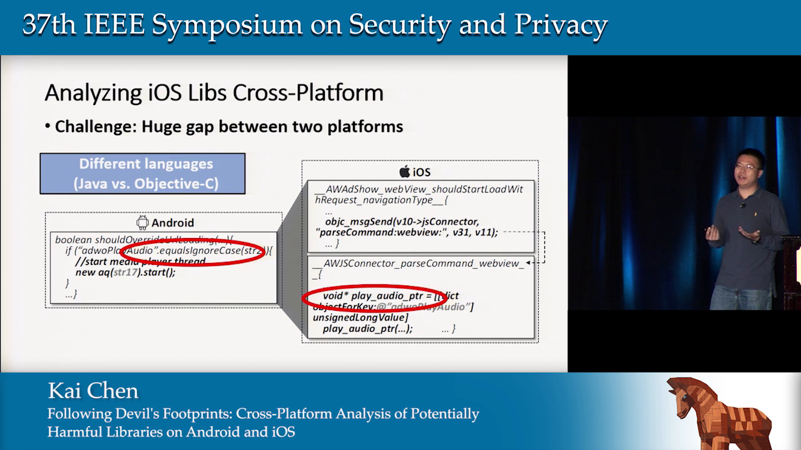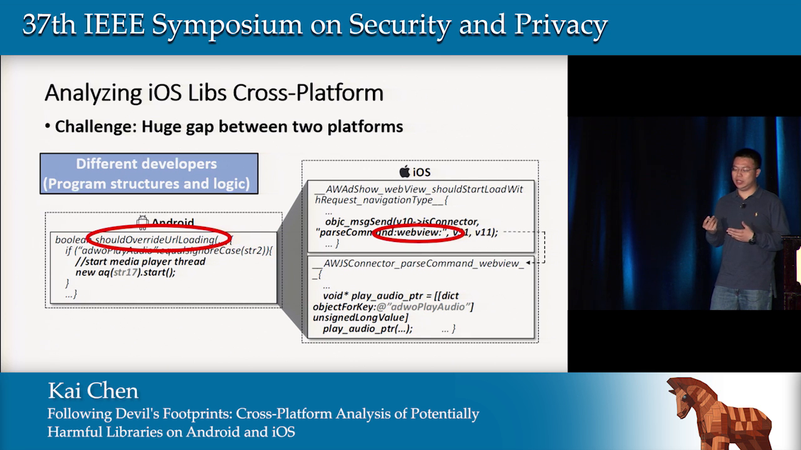The second thing is that they use different languages, like Java versus Objective-C. And the third thing is that different, individual developers develop these two platform apps. So we find the program structures and logics are different. For example, here on the left side, you only use one method to achieve this functionality. But on the right side, it's split into two methods.